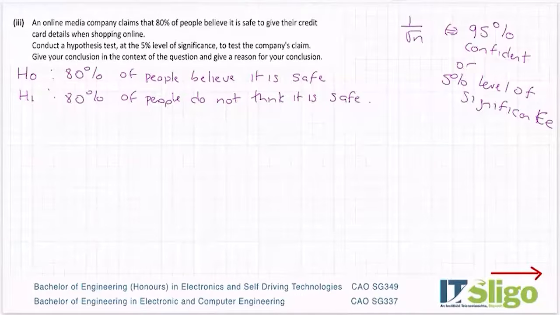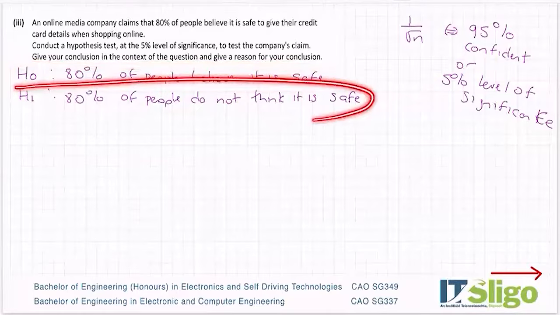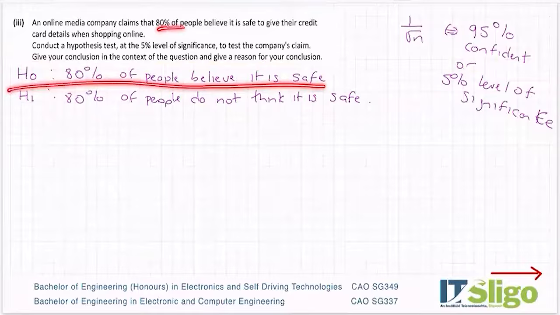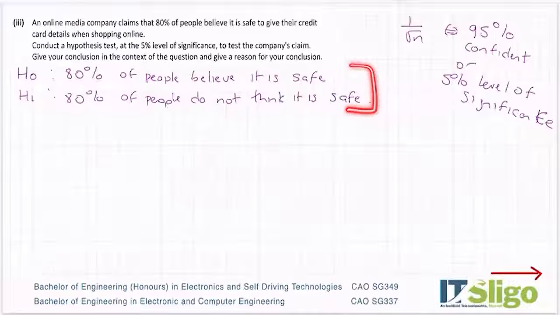Okay, so that when we do our test, we're either going to fall into this category or we're going to fall into this category. And there can't be any other options. So that's why I didn't go 20% of people think it's safe here to add it up to 100, because what happens then if I got another number that wasn't 80 or 20? So you write down the status quo, whatever is being said, and H1 then is the opposite. Okay, so in many cases you get a third of the marks for the question for that.